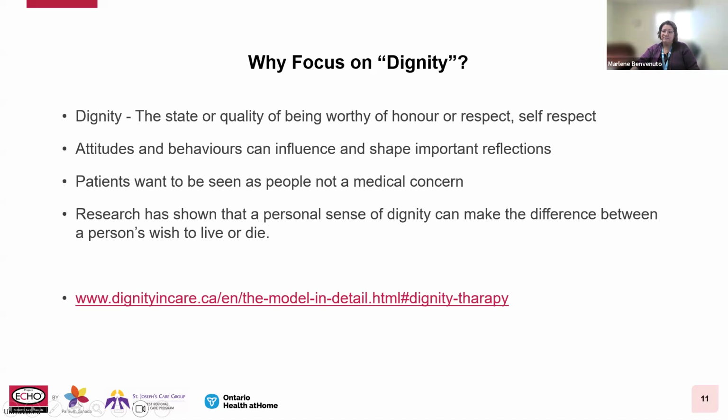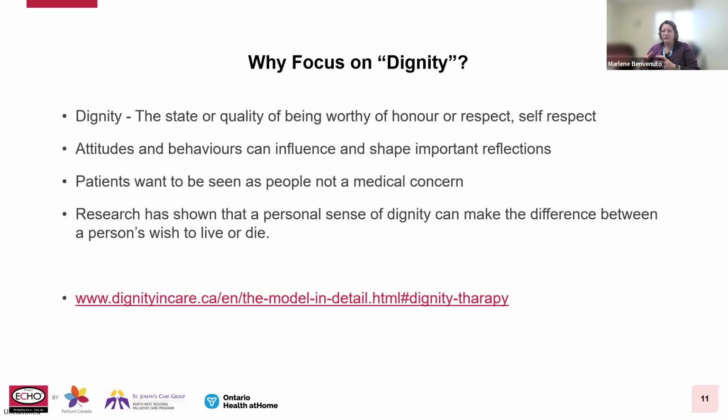So why focus on dignity? Dignity is that quality of being worthy of honor and respect and self-respect, right? If anybody knows me, this is really important to me, and so I stress it. And why am I putting it in this section? I think it's the foundation of having any type of conversations, whether it's with early identification or providing those assessments. We have to build the foundation, and that's built on respect and trust. And that's why I'm adding it in here. I think it's very important.